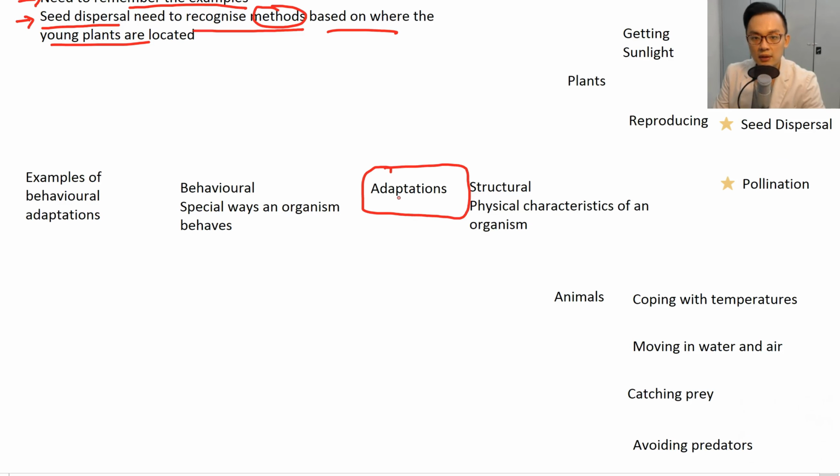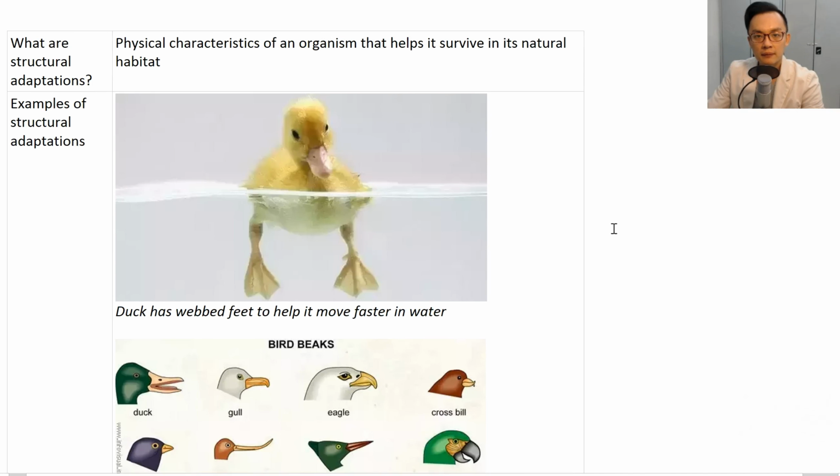So the first thing we need to know is adaptations. There are two kinds of adaptations. One of them is the structural adaptations, and the other one is behavioral adaptations. So these are the two kinds, and you need to know the definition. I'm going to test you later on the definitions. So behavioral means special ways an organism behaves. It's very important. It's the action that the organism does that determines it is behavioral.